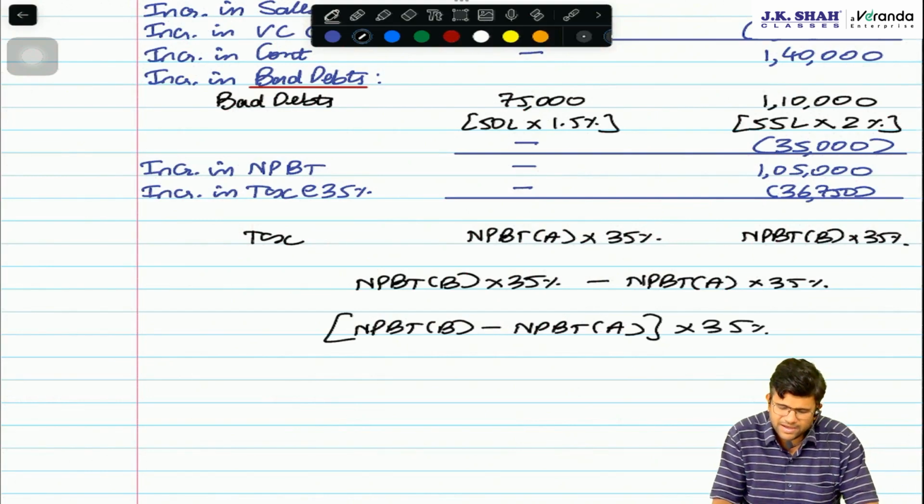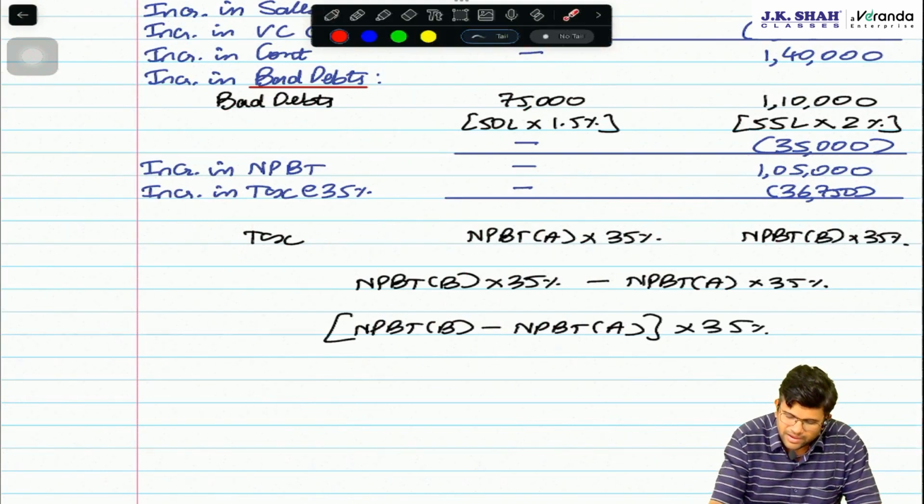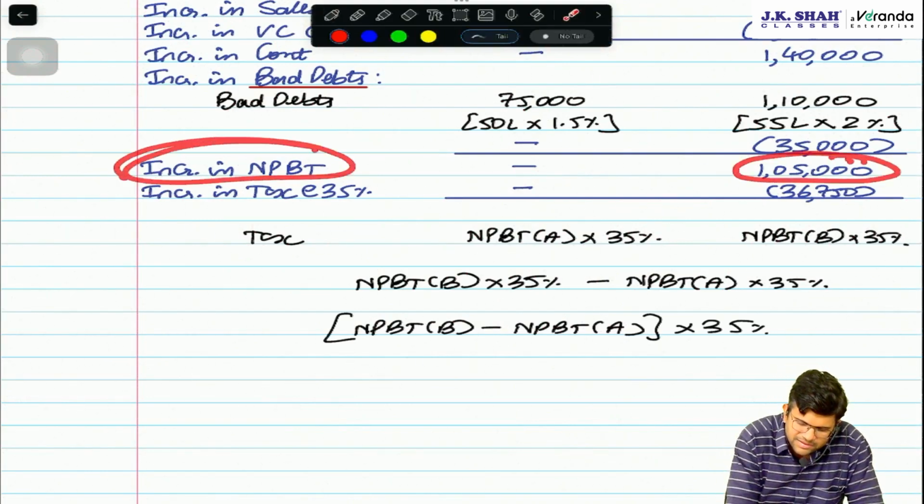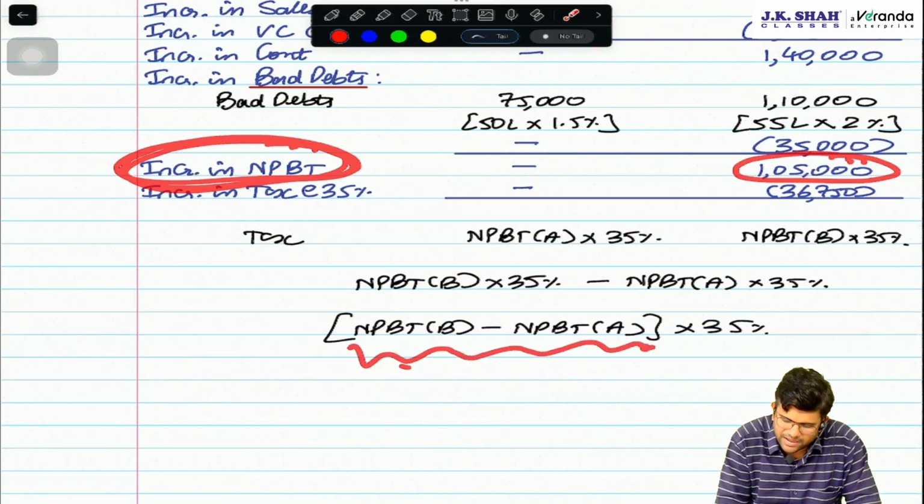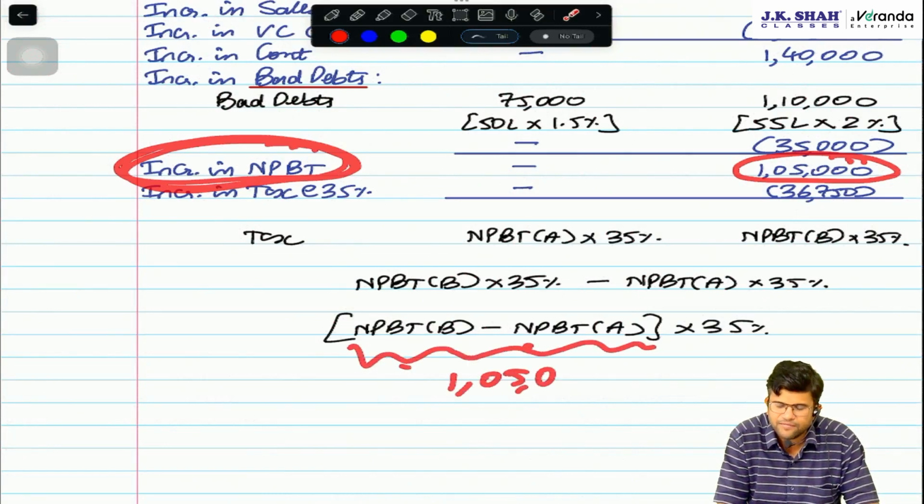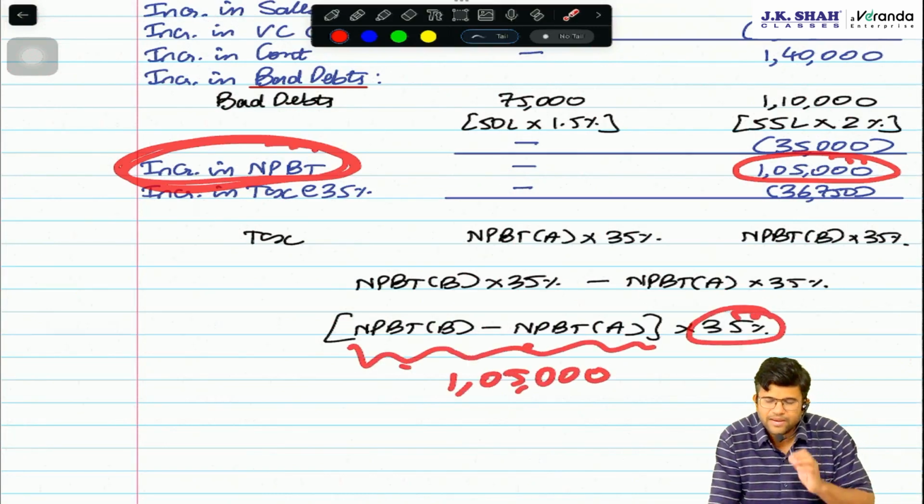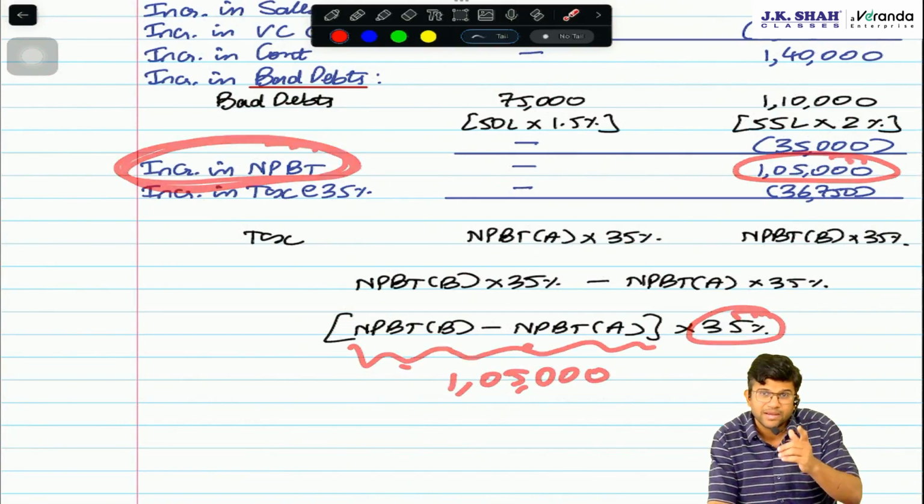I hope everybody is understanding. This is exactly what we have done. Can I say this 1,05,000 is the increase in NPBT? This entire square bracket, can I say, is 1,05,000. And on that straight away I am multiplying 35% to get the incremental tax.